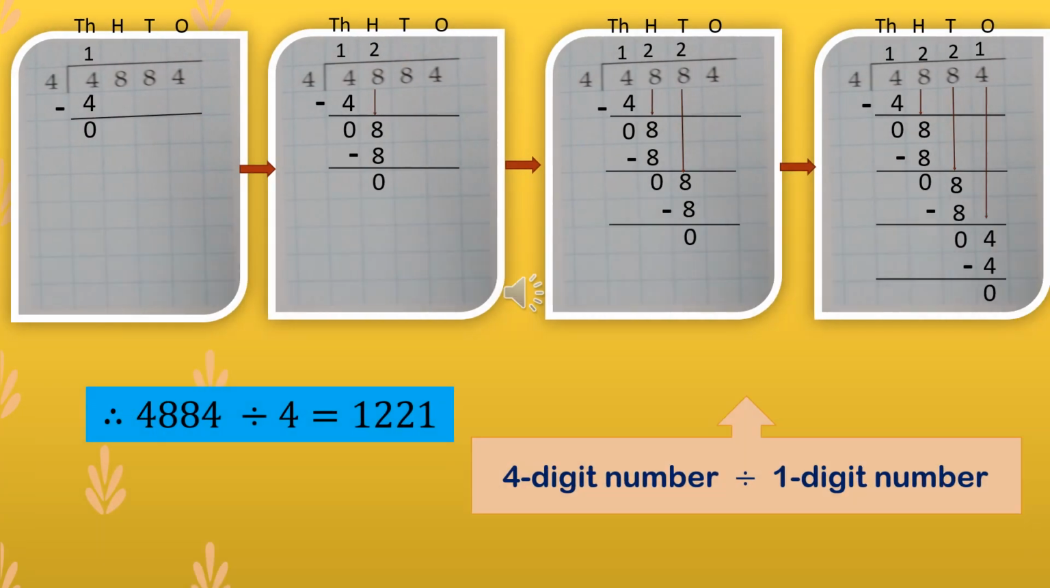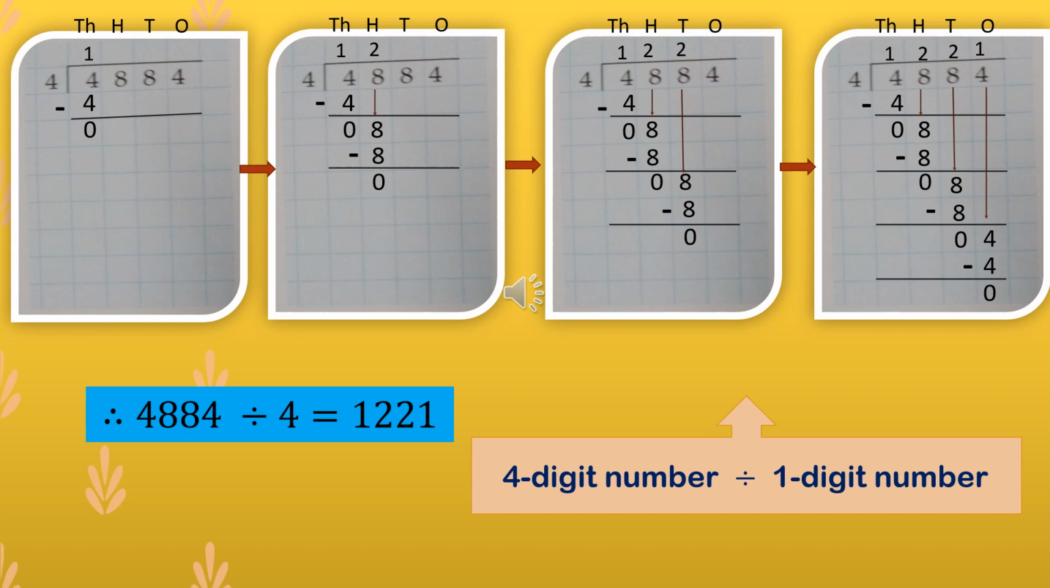Now children, let's learn how to divide a 4-digit number by a 1-digit number. See here the example is 4884 divided by 4. So 4884 is our dividend, which is a 4-digit number, and 4 is our divisor, which is a 1-digit number. Okay. Now we shall solve it in 4 steps. Okay. Let's see the first step.